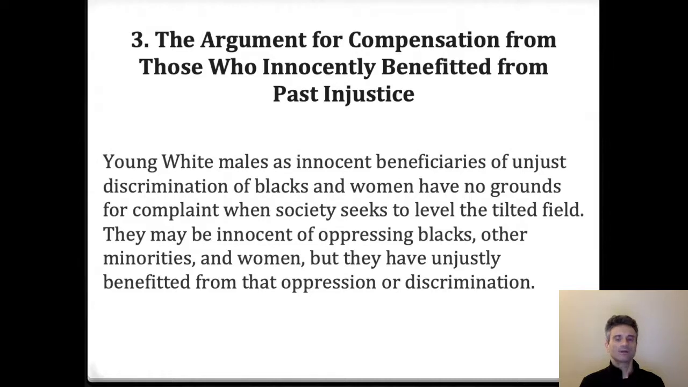However, the argument goes, they have unjustly benefited from the oppression and discrimination. So this argument is kind of an extension from the previous one. The previous one says, well, we have to compensate the minorities, okay? And the counter argument would be, but why are you blaming it on us? We didn't do anything wrong.